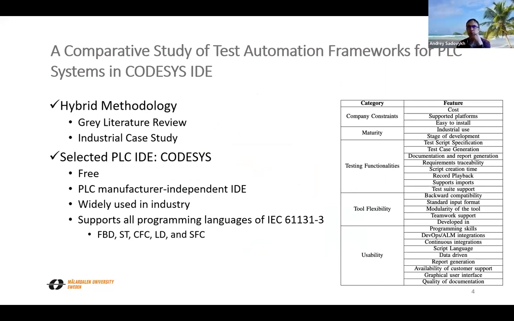So actually, in this study, we wanted to first of all discover the most discussed test automation tools of Codesys based on the practitioners' point of view, the industry practitioners, because they are playing the main role in this area. After that, we tried to compare the features and limitations of available test automation frameworks of Codesys. We extracted the important features using a literature review on the related works, and then we validated these features with the help of ABB. We asked them to validate the important features from their point of view.